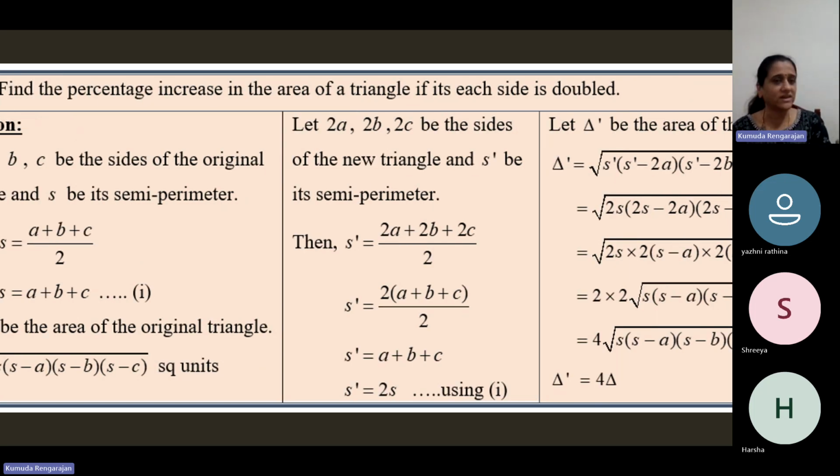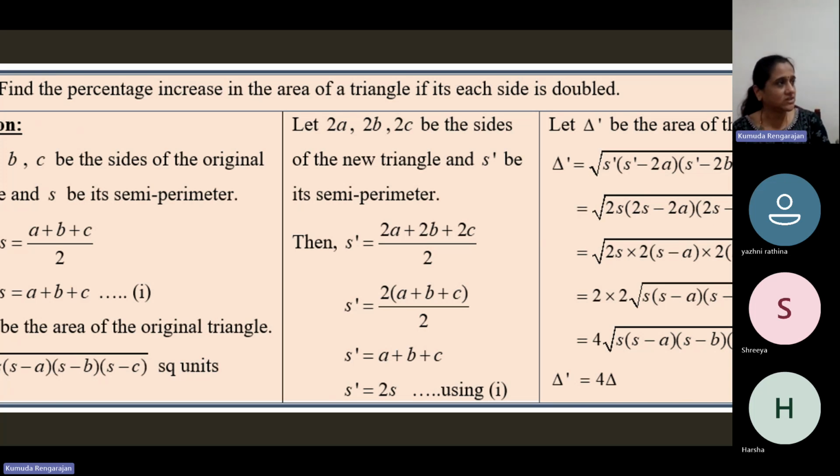In the new triangle, the sides are doubled. So A is doubled, 2A, B is doubled, 2B, C is doubled, 2C. So let 2A, 2B, and 2C be the sides of the new triangle. See, when the sides are different, semi-perimeter also is different. Sides are different, so semi-perimeter will be different. So let S dash be the semi-perimeter.